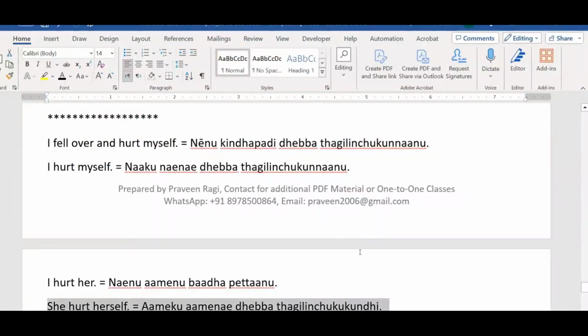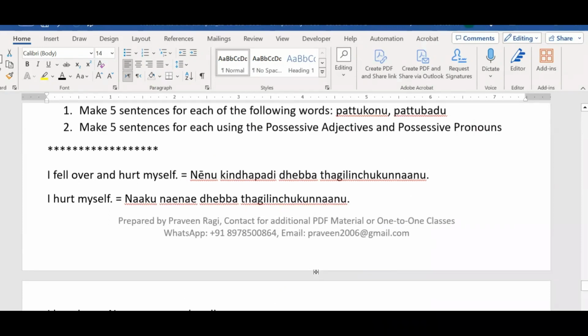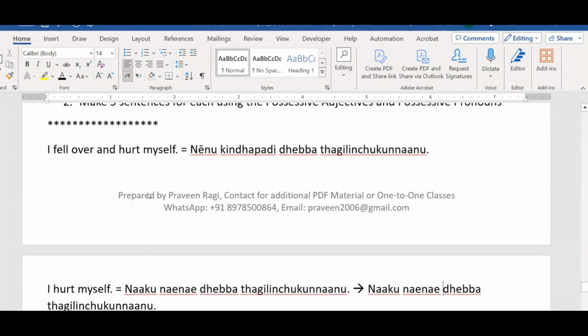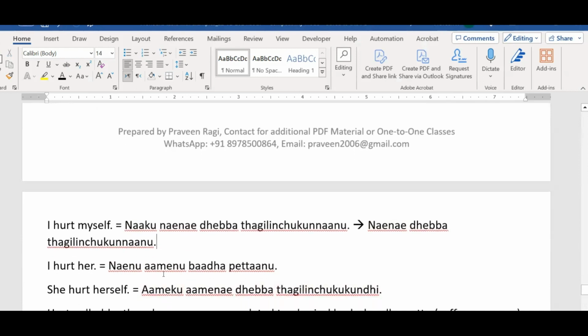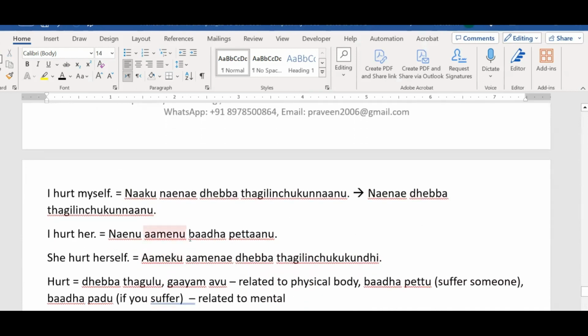But in all these sentences, you can also say, I hurt myself. నేనే దెబ్బ తగిలించుకున్నాను. Okay. So you can also replace this one with simple structure. నాకు నేనే becomes నేనే. నాకు నేను, you can skip this one also. Directly నేనే దెబ్బ తగిలించుకున్నాను. No one hurt me. I only hurt myself. Like that. In such cases, in short form, you can skip naku, just you can say nene.